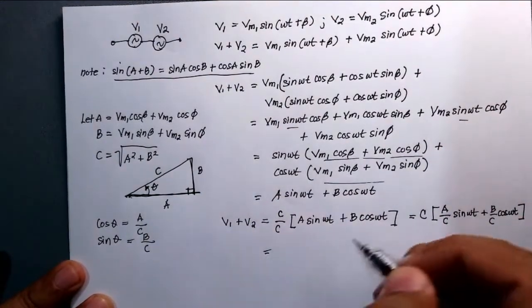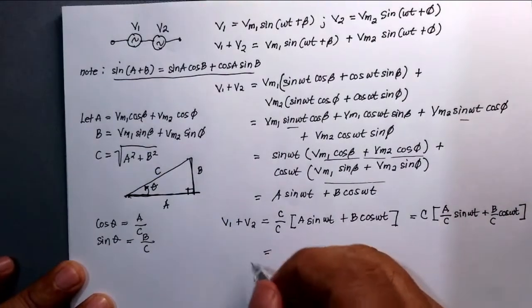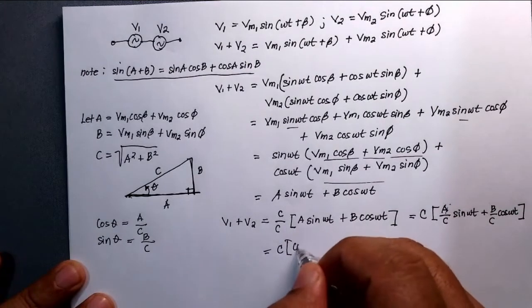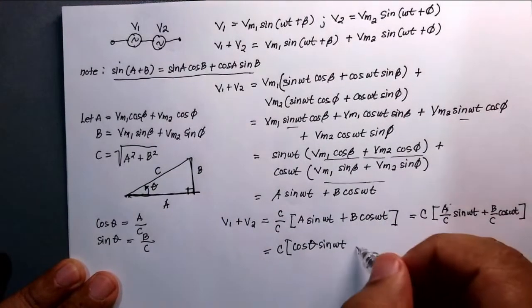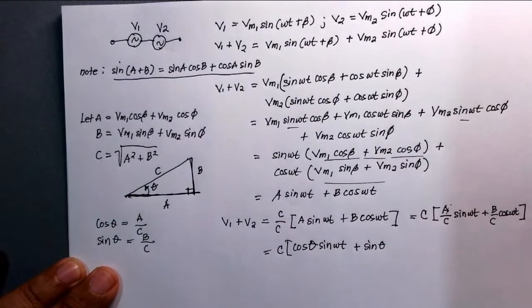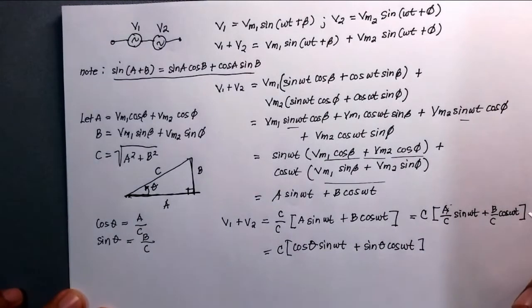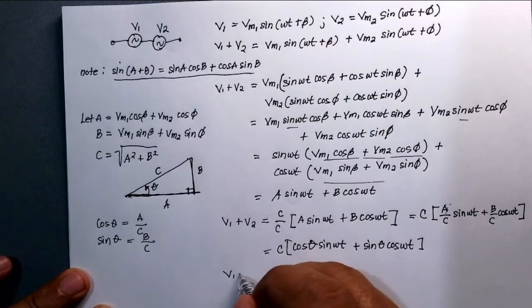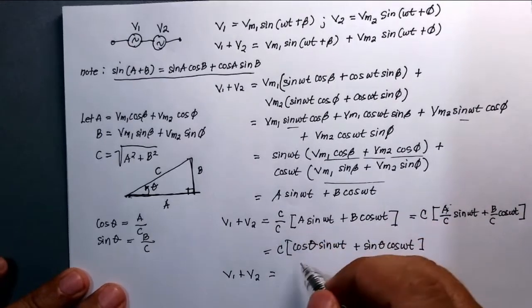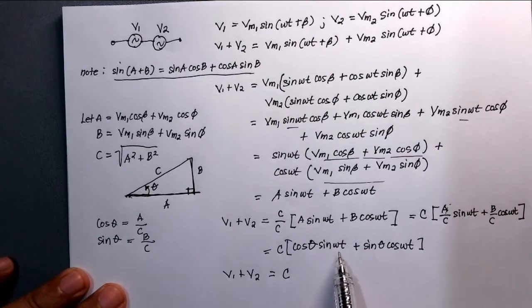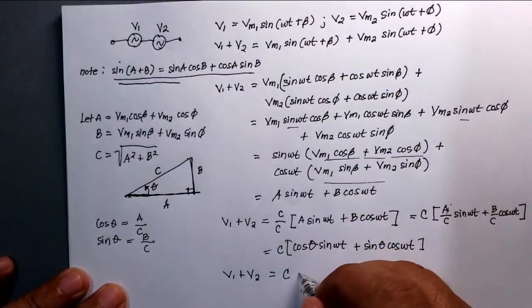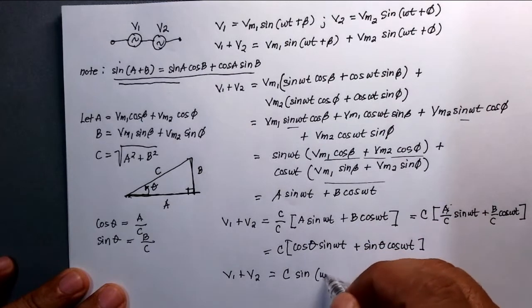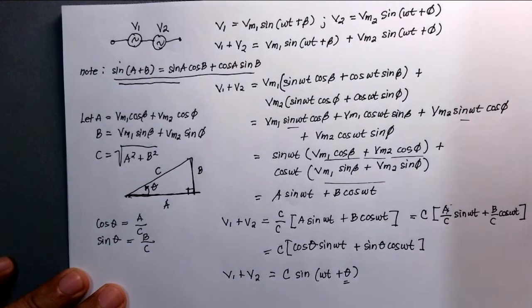So therefore we can also write this one as C, which is cosine theta sine omega t, plus B over C, which is sine theta, cosine omega t. So therefore our V sub 1 plus V sub 2 can be written also as C times cosine theta sine omega t plus sine theta cosine omega t, which is actually applying again the trigonometric identity. This one you can write into sine, that will be omega t plus theta. So what we have here now is the new angle.